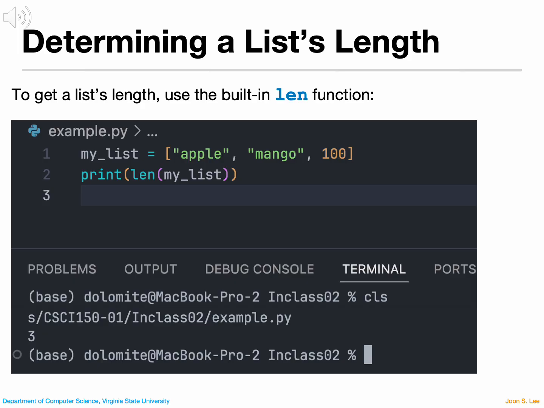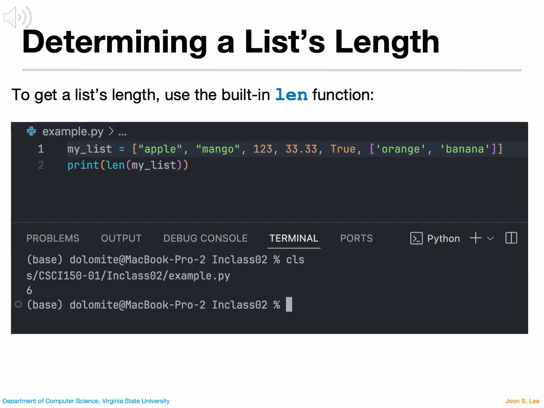The len function is incredibly useful. You'll use it all the time when working with lists, strings, tuples, or even dictionaries. It's especially helpful when you need to loop through all elements in a list. We've seen how the len function works for simple lists. Now let's look at a slightly more complex one. In this example, our list contains a mix of different data types. my_list has apple, mango, 123, 33.33, true, and another list that has two items, orange and banana.